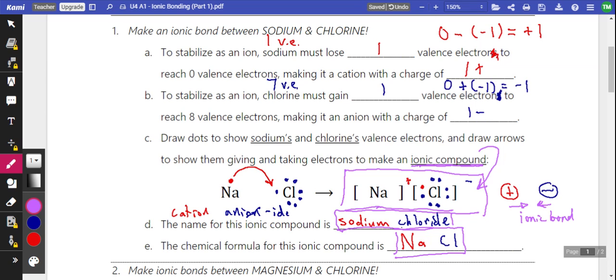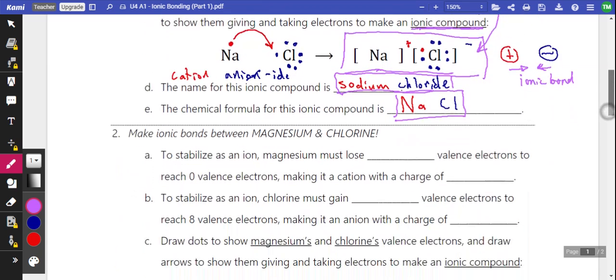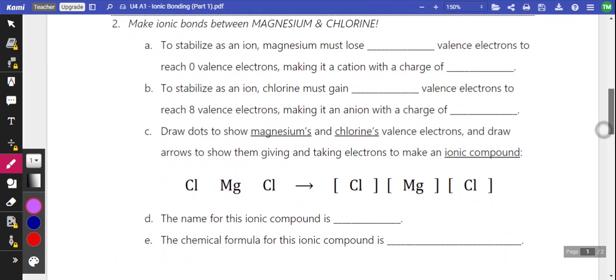And then we make a compound by putting those ions together and making a new substance that has its own properties. Let's look at another example. In this case, we've still got chlorine, but we are using magnesium instead. Okay, so based on the last problem, we know that chlorine starts with 7 valence electrons.